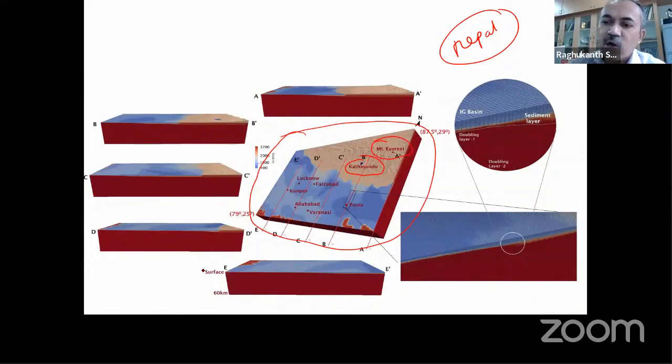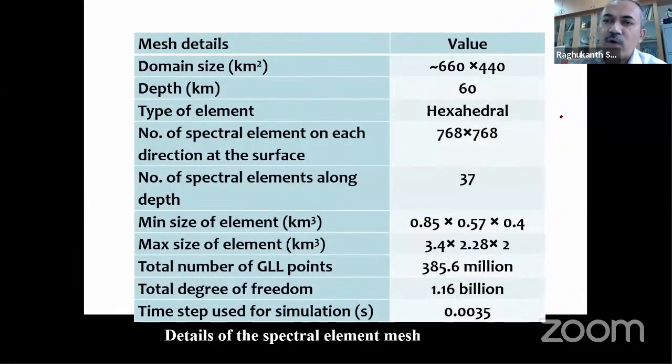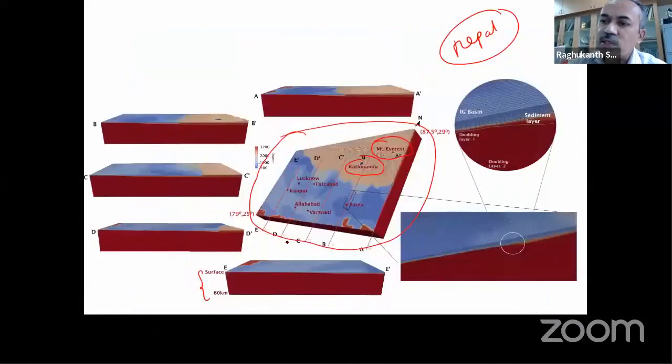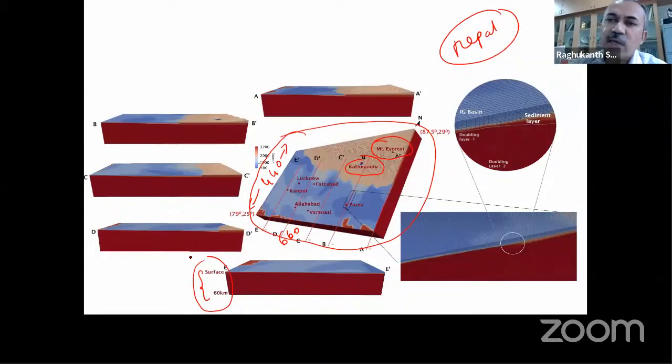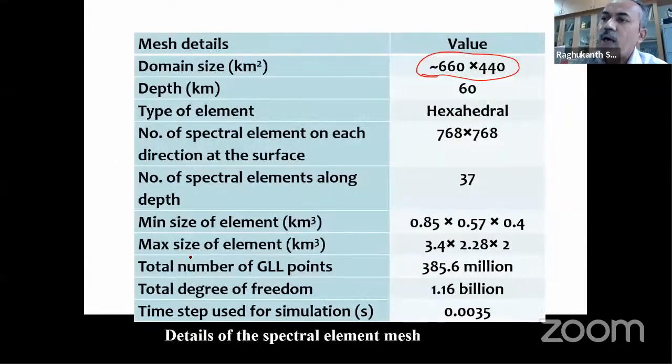The depth we have modeled is up to 60 kilometers, and if you zoom, you can see the sediment layers, how the Ganga basin looks. And then you have to do some mesh doubling and other details. All these things have been done, and stability has been checked. Whenever you are doing finite elements, you have to report these numbers, like what the domain size is. So this is 660 kilometers by 440 kilometers, the length and width, and of course the depth is 60 kilometers. So this much region has been modeled.